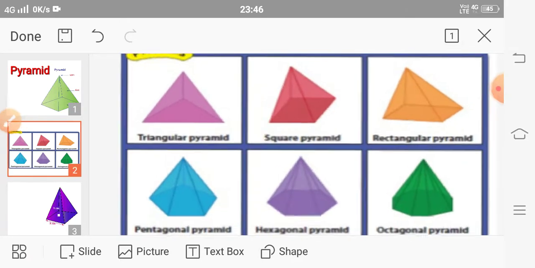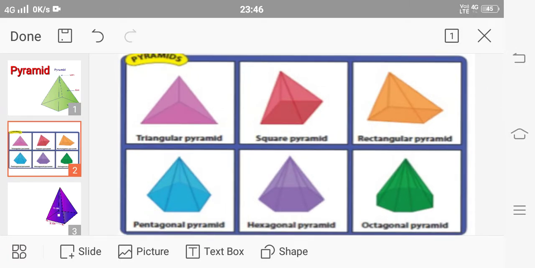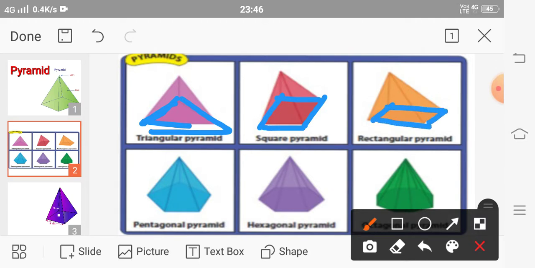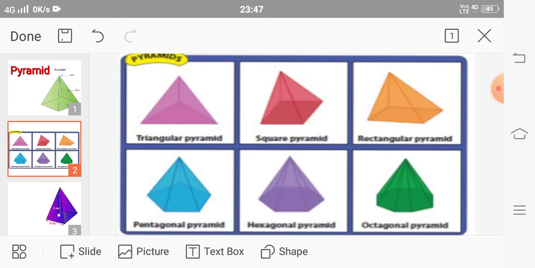These are different types of pyramids. It has a triangular base, so it is a triangular pyramid. It has a square base, so it is a square pyramid. It has a rectangular base, so it is a rectangular pyramid. So all are pyramids here. This has a pentagonal base, that means 5 sides, so it is a pentagonal pyramid. Hexagonal pyramid means a base which has 6 sides, that is a hexagonal pyramid.